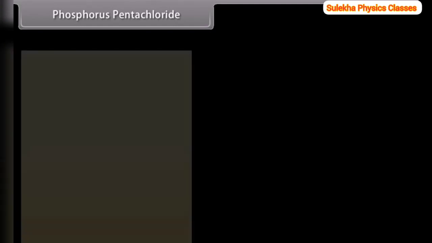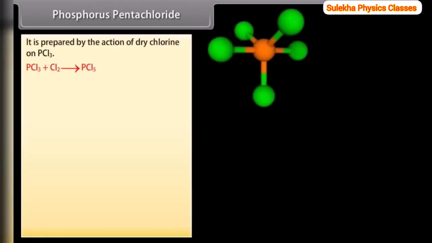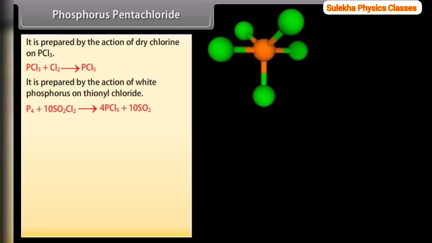Phosphorus pentachloride. It is prepared by the action of dichlorine on PCl3. It is also prepared by the action of white phosphorus on thionyl chloride. It is a yellowish crystalline solid with pungent odor when pure.